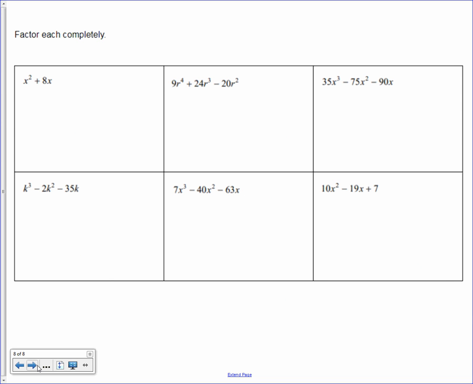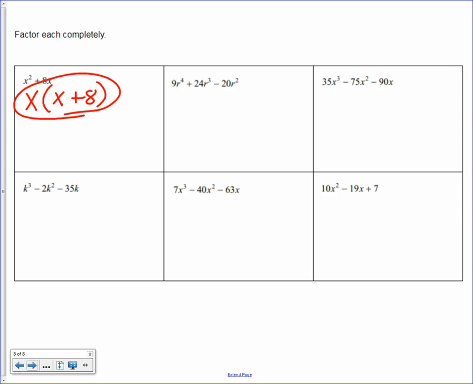So this last part says to factor each completely. So the first thing I want to make sure to do is see if there's any common factors I can pull out. So this first one, there's an x in each one. So I just pull out the x and I get x plus 8. And I can't factor any further. So that's actually my answer. No equal sign. Okay, just leave it at that.